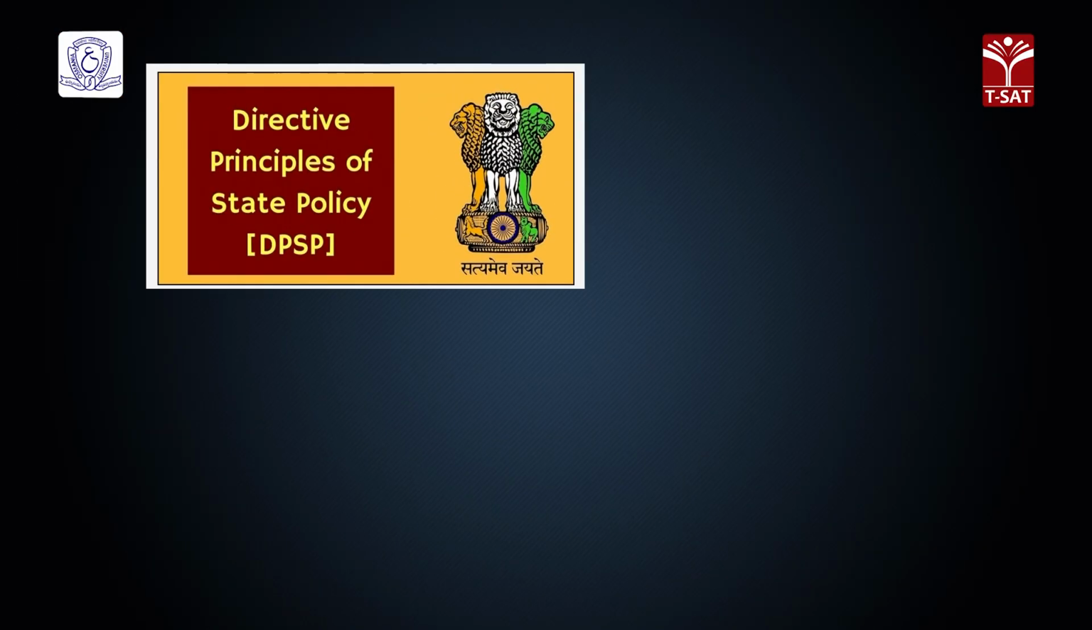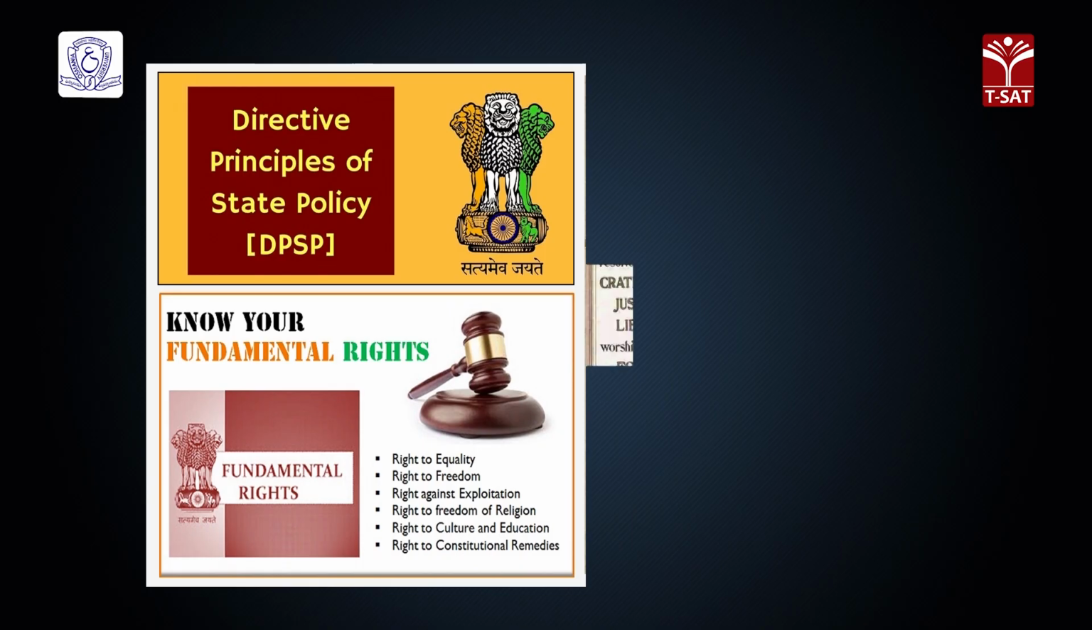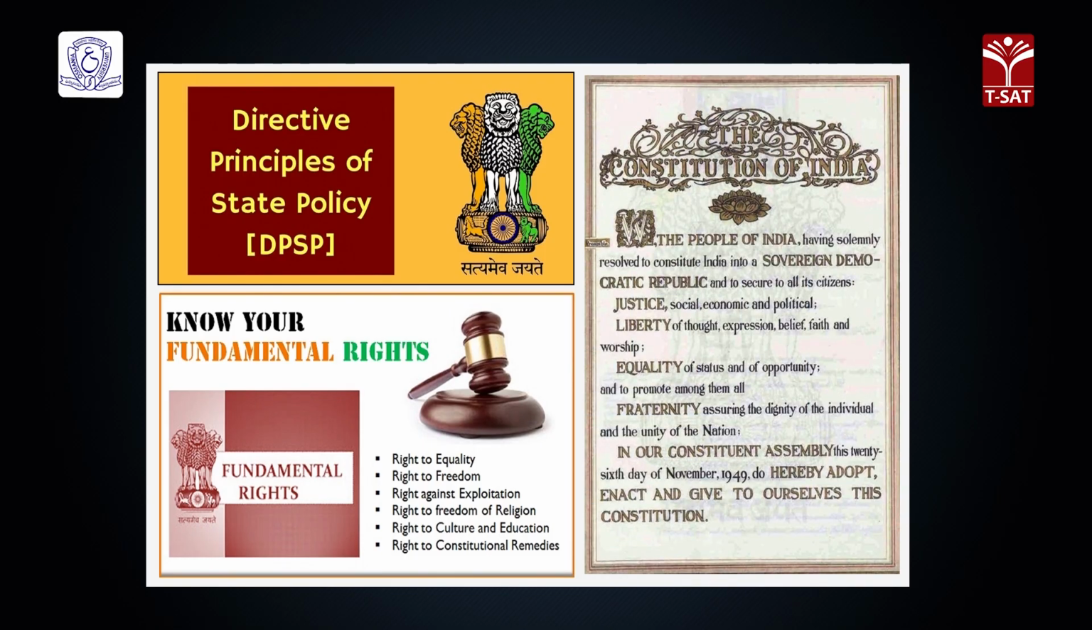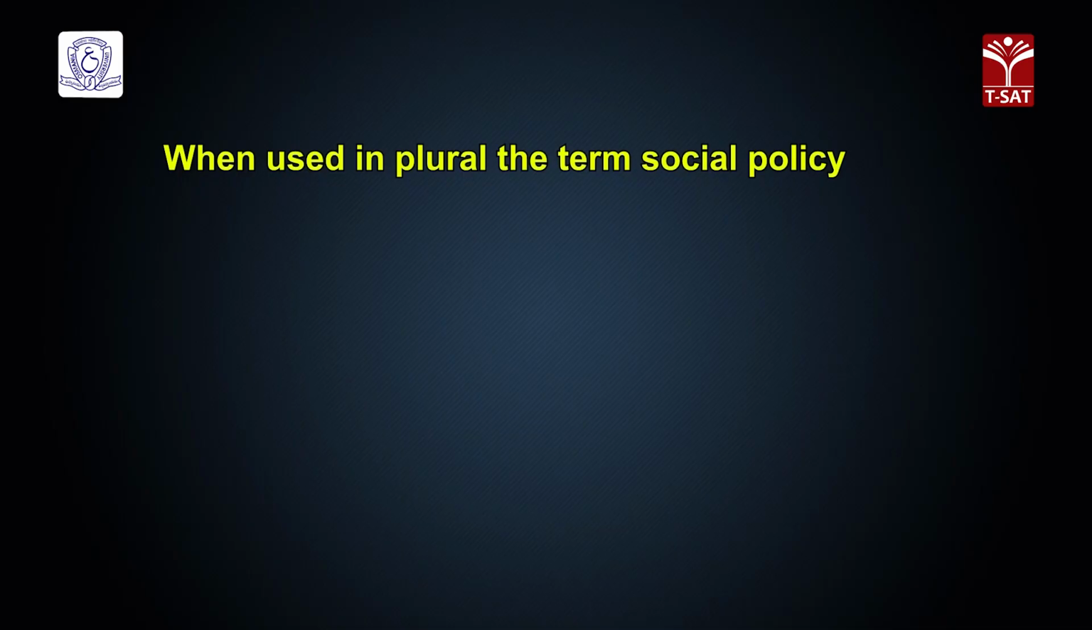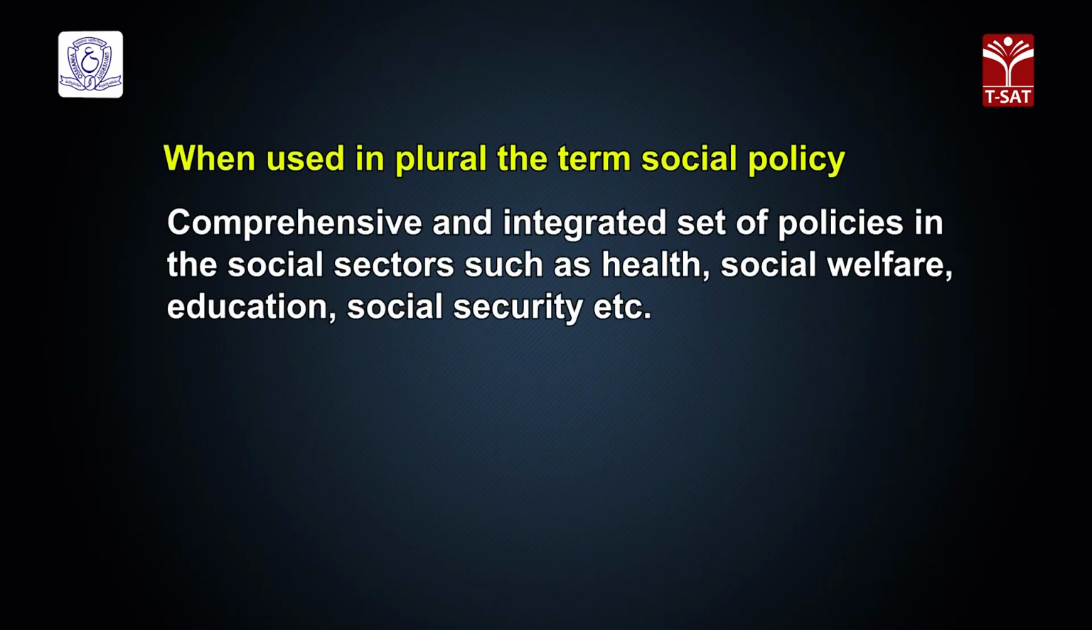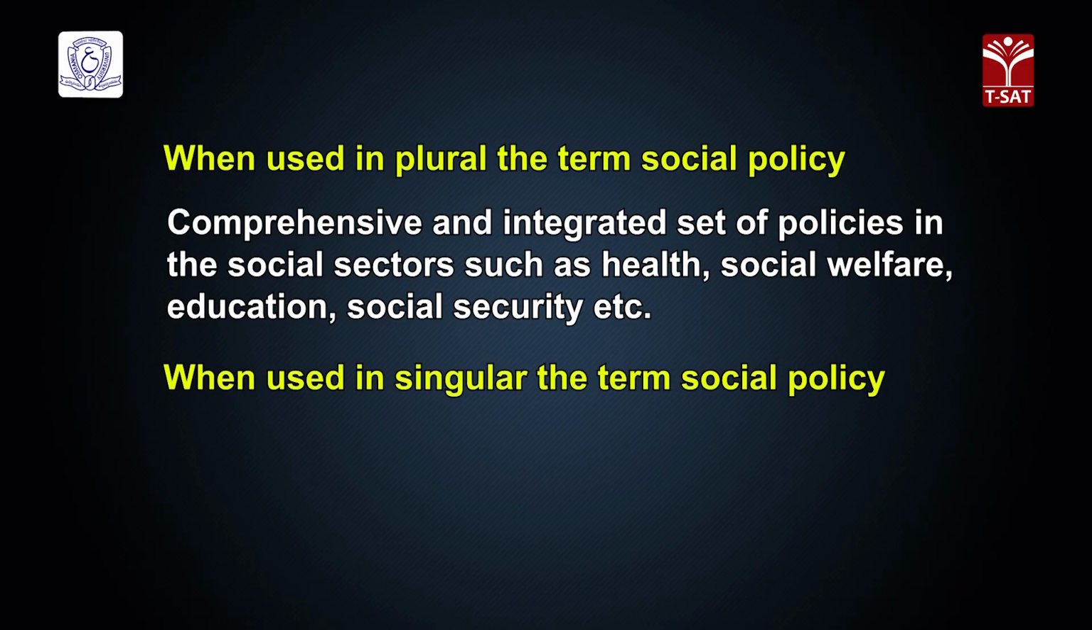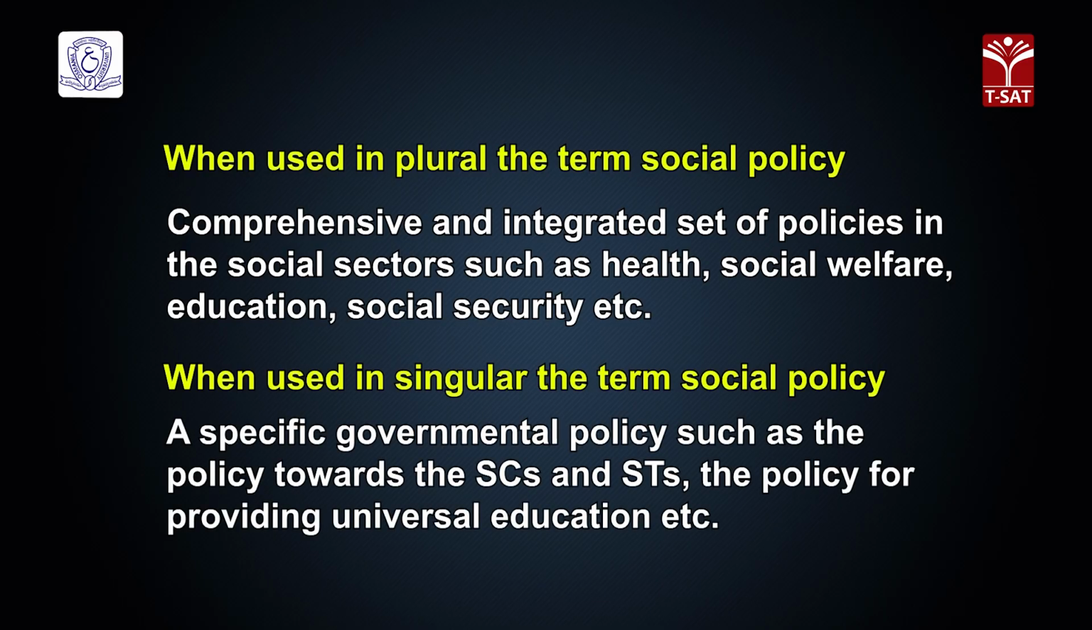We have directive principles of state policy, the fundamental rights and the preamble to the Constitution. Do these make up a social policy? In the light of the above dilemmas, we attempt to define social policy. Social policy can be referred to both in the plural and singular case. When referred to in the plural, it denotes a comprehensive and integrated set of policies in the social sectors such as health, social welfare, education, social security, etc. When used in the singular, the term social policy refers to a specific government policy such as the policy towards the SCs and STs, the policy for providing universal education, etc.